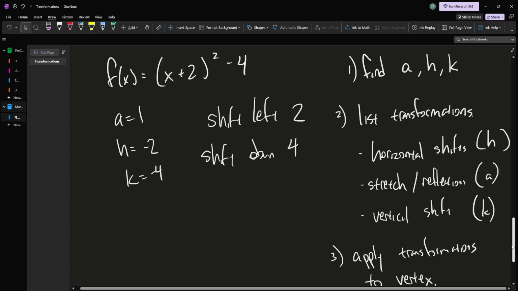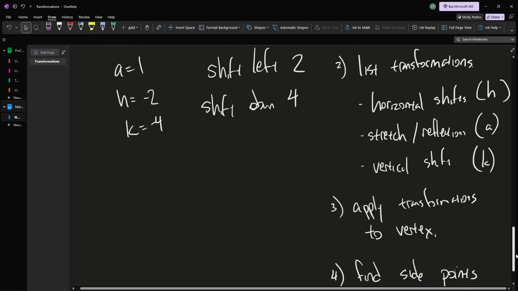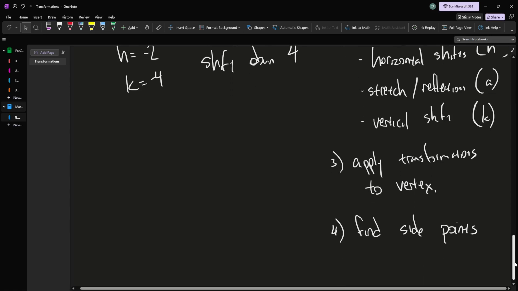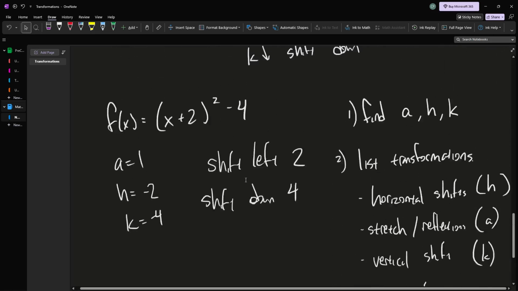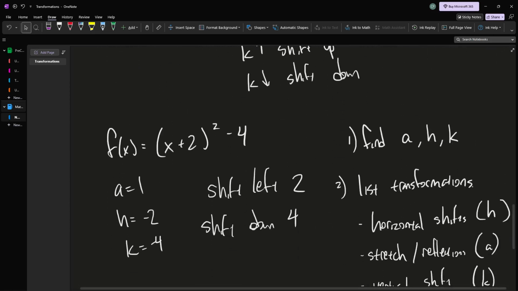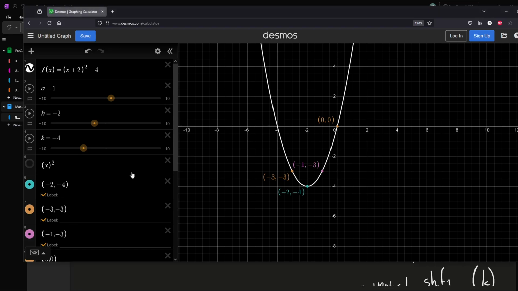I found A, H, and K. I listed my transformations in order. I apply my transformations to the vertex and the vertex alone. And then you find the side points. Keep in mind the transformations. Let's do one more. Let's also see what A does now. What if A is not just 1?